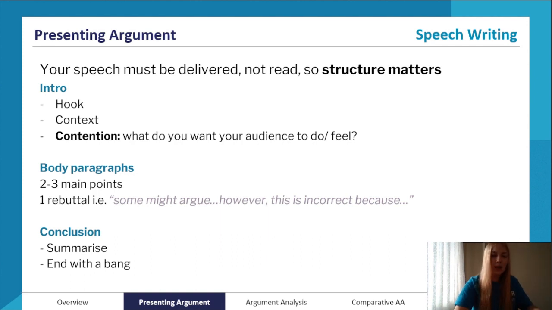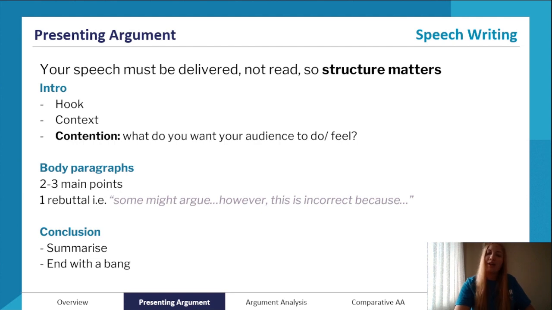But once you've done a hook, then you can lead into that contextual information, introduce what you're going to be talking about, give some information around why it's a relevant issue and why it's a good or a bad issue. And of course, you need to make your contention really, really clear as well.